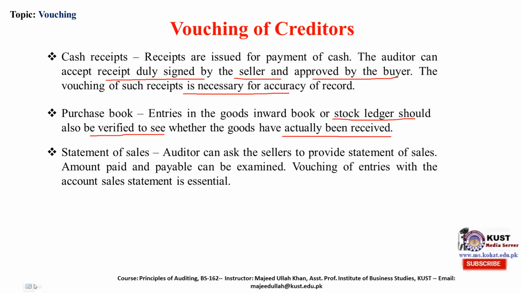Statement of sales. This is one of the methods for external verification. The auditor asks the seller, the person who is going to sell to the company, to provide a statement of sales. Amount paid and payable can be examined in this statement of sales. Vouching of entries with the statement of sales is essential because this is the document that has been generated by the supplier of the company.